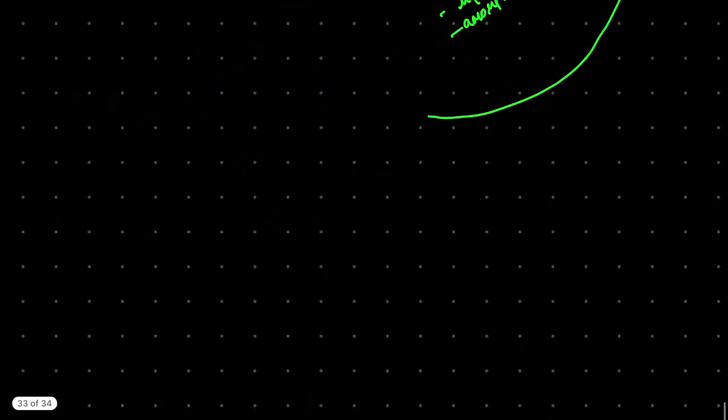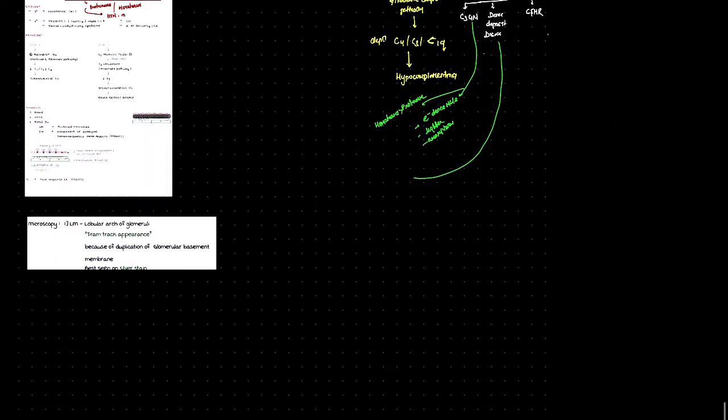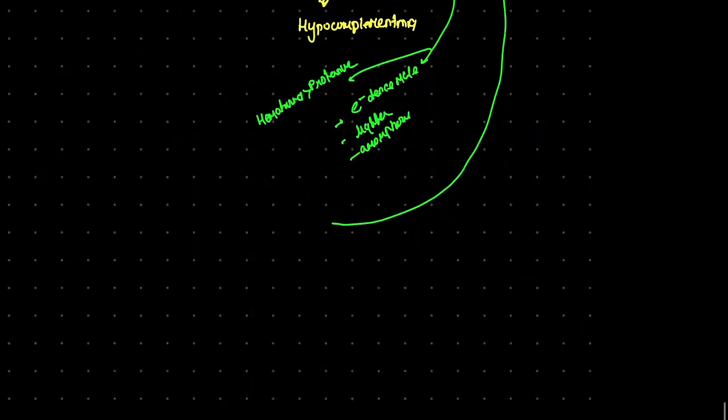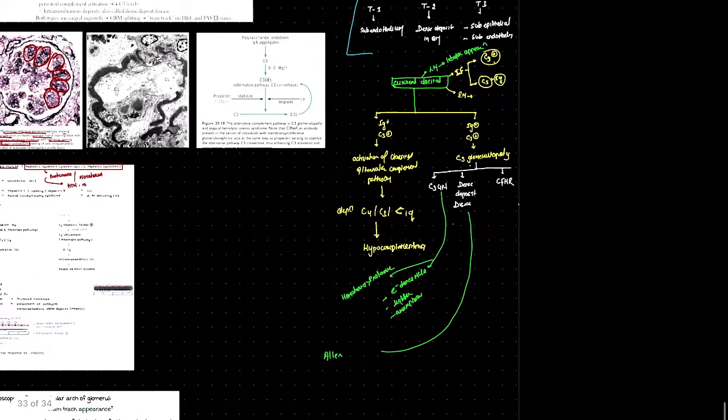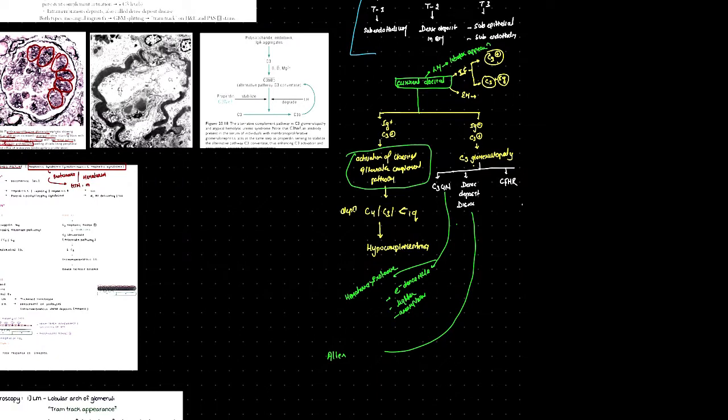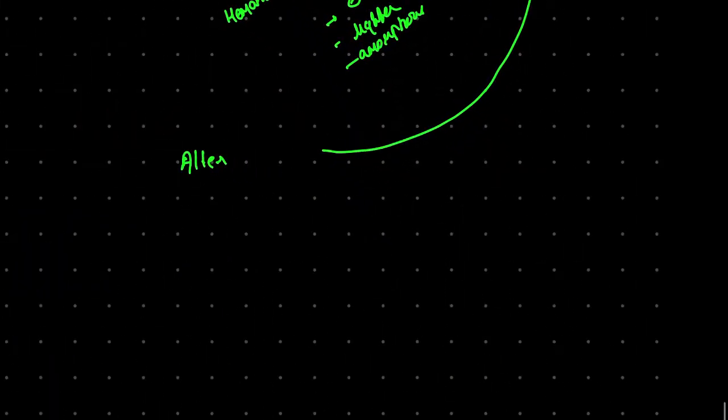Now talking in detail about dense deposit disease. In dense deposit disease, there will be alternate pathway dysregulation. In the case of type 1, we said there will be activation of classical and alternate complement pathway, but here there will be dysregulation of the alternate pathway only. That means we're talking about the alternate pathway of complement activation.